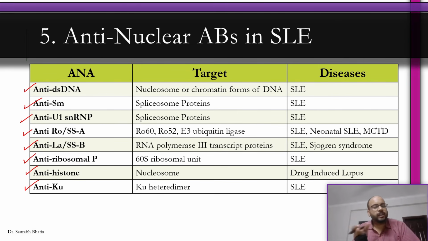In fact, go back to the last lecture on ANAs, and we have a bigger table there, which includes antibodies against target antigens in systemic sclerosis and also in dermatomyositis. Okay, let's move forward.